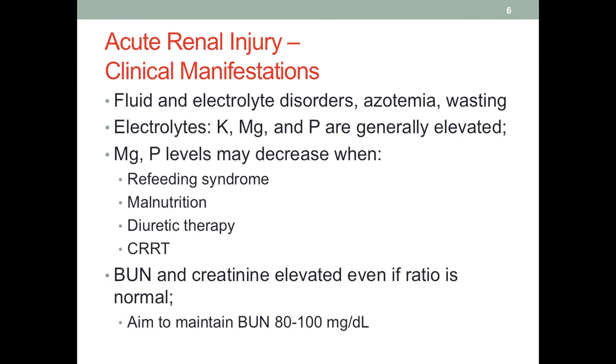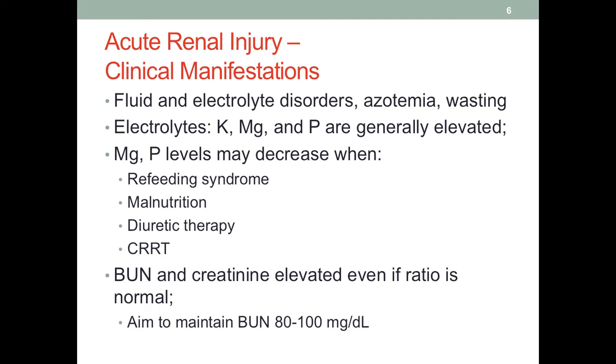Clinically, due to the disruption of fluid and electrolyte balance, we will see a lot of lab values of these electrolytes being off the charts. And we'll have the accumulation of nitrogenous waste. And also, malnutrition is common. People will go through wasting. And as for any critical illness, the requirement for energy is elevated. So this is due to the nature of the altered metabolism.